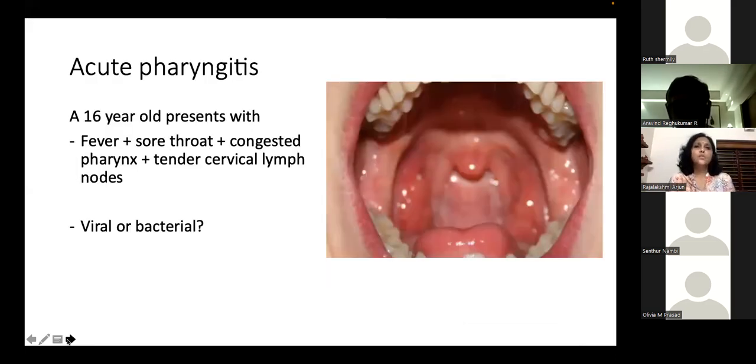I will spend a few minutes on acute pharyngitis, because it's the commonest problem that we find in the outpatient, and it's the commonest problem where antibiotic use is highest. So this 16-year-old presents with fever, sore throat, congested pharynx, tender cervical lymph nodes. Will you treat with antibiotic? Is it viral or bacterial?